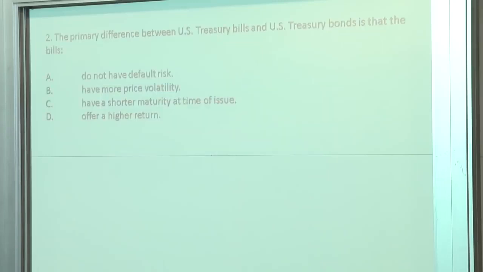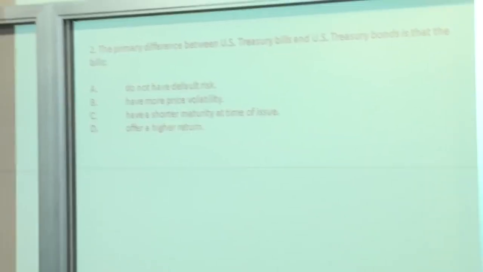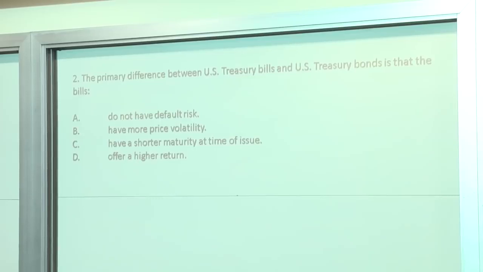Okay, that comes to question 2. The primary difference between U.S. Treasury bills and Treasury bonds is that they don't have any. They are considered riskless. For Treasury securities, we consider them as riskless, regardless of longer maturity or shorter maturity. So the difference is not default risk. That's the common feature between the two.